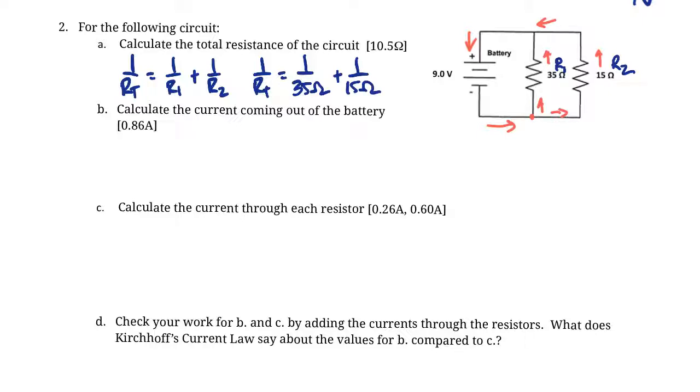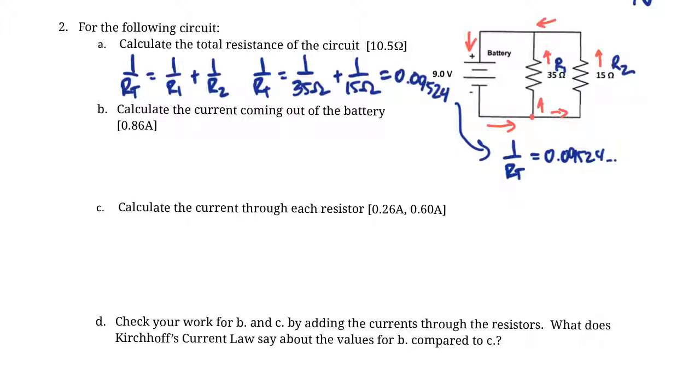Now this is the part where you can just use your calculator. I'm going to do 1 divided by 35 plus 1 divided by 15. What that gives me is a very small number, 0.09523, I'm going to say 9524. So 1 over RT, the total resistance, is equal to this number, 0.09524 and so on.